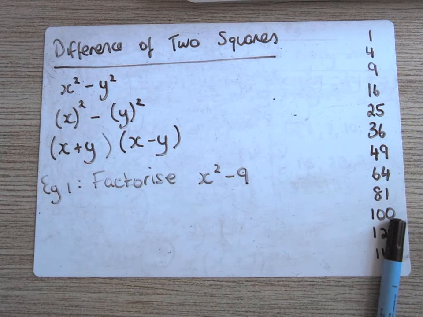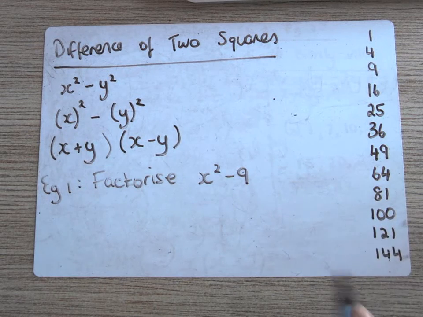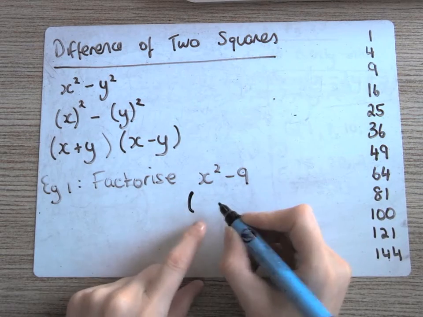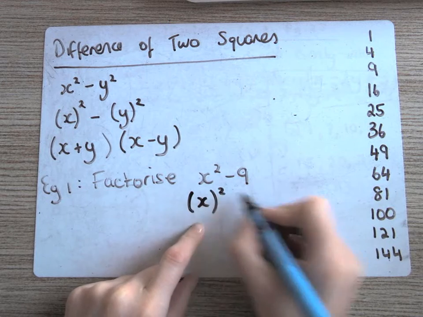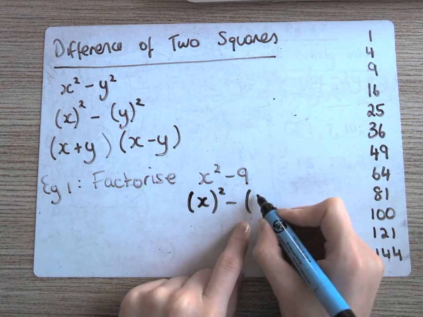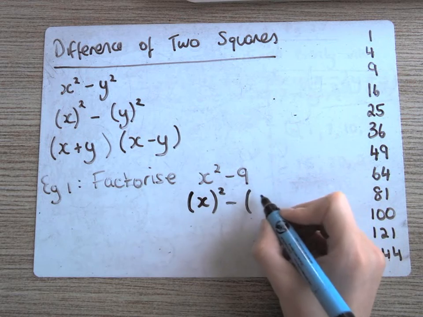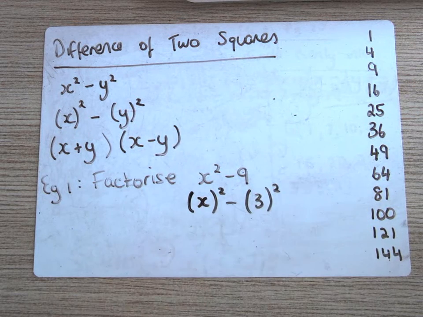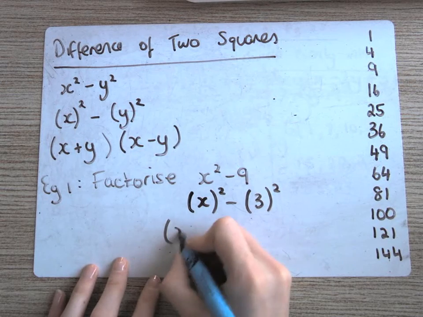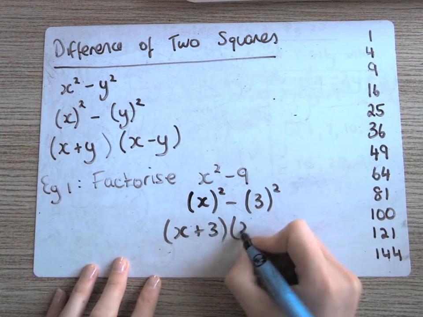Example 1, factorize x squared minus 9. First thing you're going to do is see what number is it to be squared. So what is this to be squared? X. And what is this to be squared? Careful. 9. 3 squared gives you 9, exactly. And now you open up two brackets, x plus 3, x minus 3.